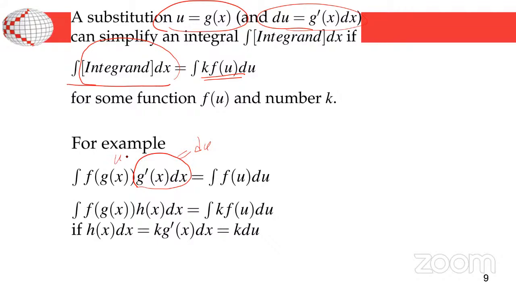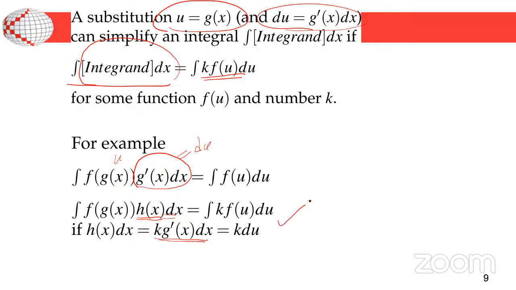Okay. A slightly more general case is that you may not see the derivative of g right there. But you can see that the product of h of x and dx is proportional to du, which is g prime dx, then that also works. This actually is pretty common.